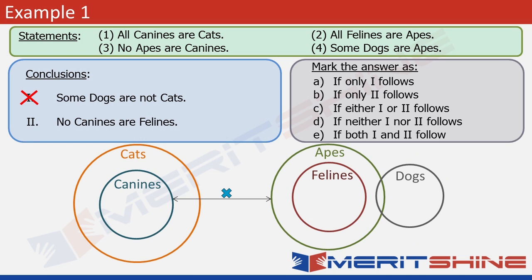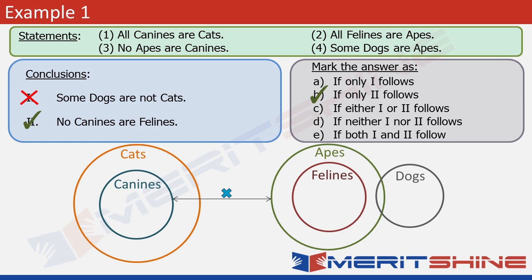No canines are felines. Now it's very obvious. Canines and apes are shown to be disjoint sets, and all the felines are contained within apes. So it means that canines and felines would also be disjoint sets. So that's true, that follows. Now we can see that conclusion 1 does not follow and conclusion 2 follows. So in this case, the answer would be option B. Only conclusion 2 follows. So that's fairly simple to understand.